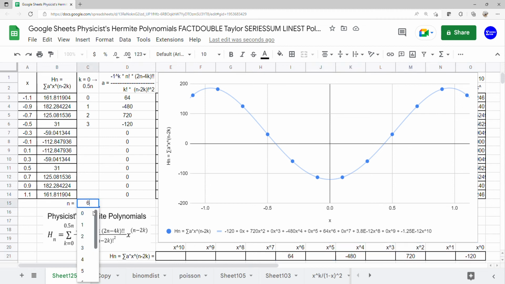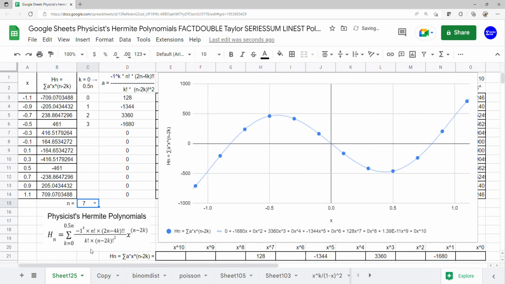N equals 7. Minus 1680x, 3360x cubed, minus 1344x to the 5th, 128x to the 7th.